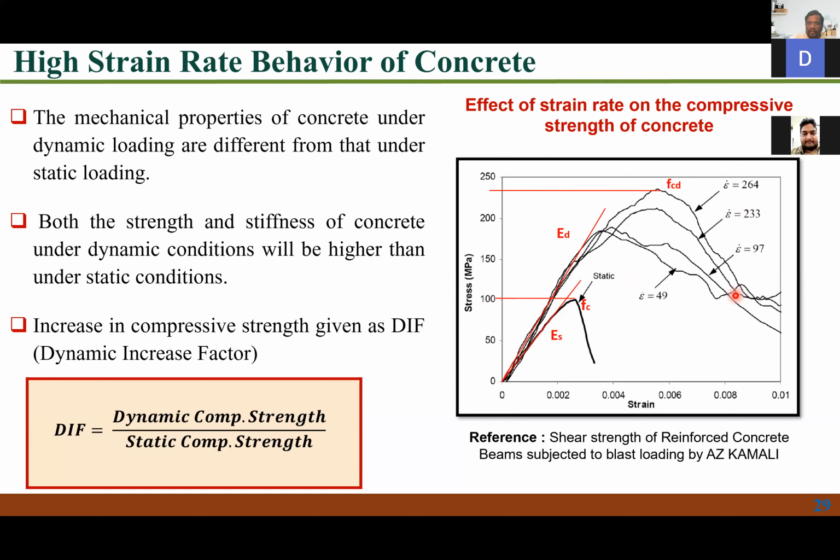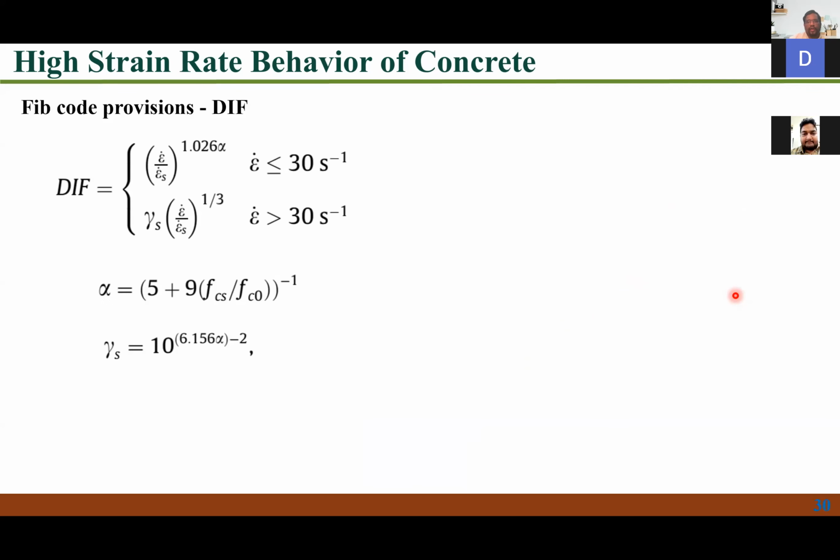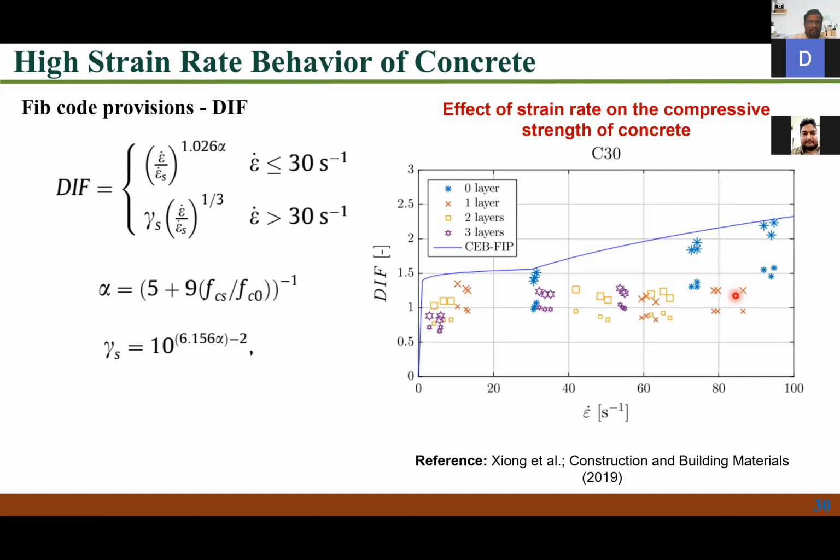So because of the dynamic load application. And the fib code also gives you some factors for concrete to calculate your dynamic increase factor. It is easy for me to quantify how much strength that particular material can take under high strain rate. Already people have done a lot of testing and calibrated these equations, and you can see here that as the strain rate is increasing, the dynamic increase factor is also increasing.